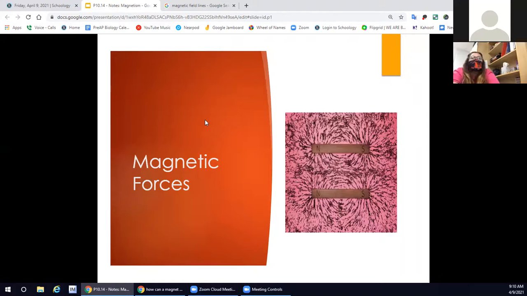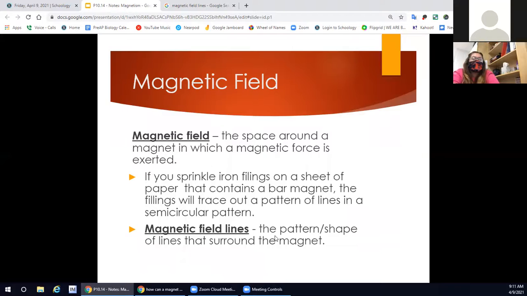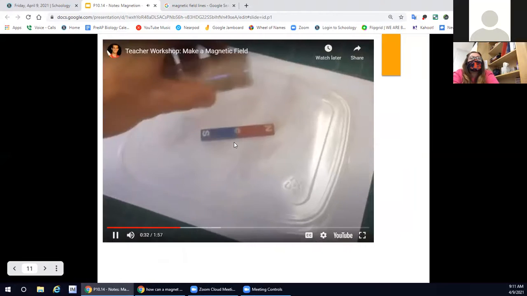Magnets, again, do have forces, and those forces are going to create field lines. These are pieces of iron filings around bar magnets. Mr. Waller showed you this in a video. Hopefully you watched that. So these field lines are caused by electric charges, and the strength of interaction is going to depend on how far apart they are or how close they are. Again, this causes magnetic fields, and you can see the field lines, the shapes, the patterns that surround the magnet. So again, this is from the video.